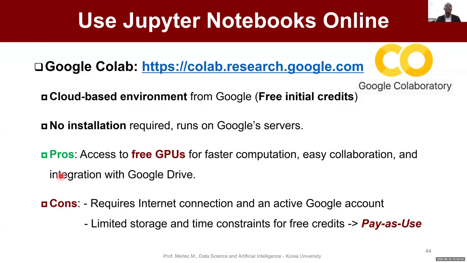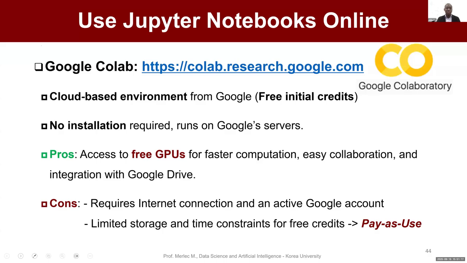And the cons is it requires a constant internet connection and an active Google account. So Google gives at least 300 credits for the beginning, but when you use all the credits, you need to pay as you use. That is the way it works. So that's it.